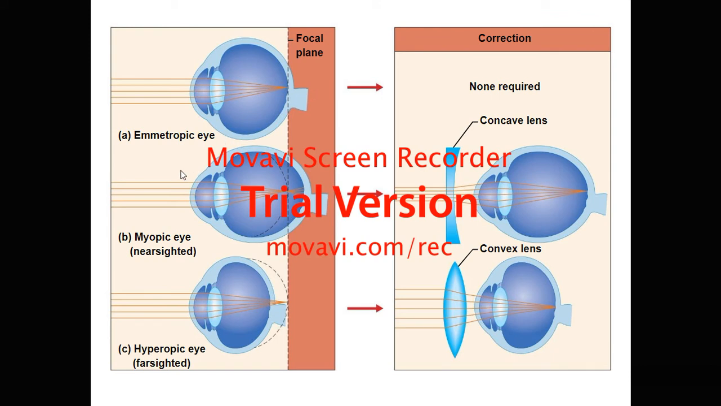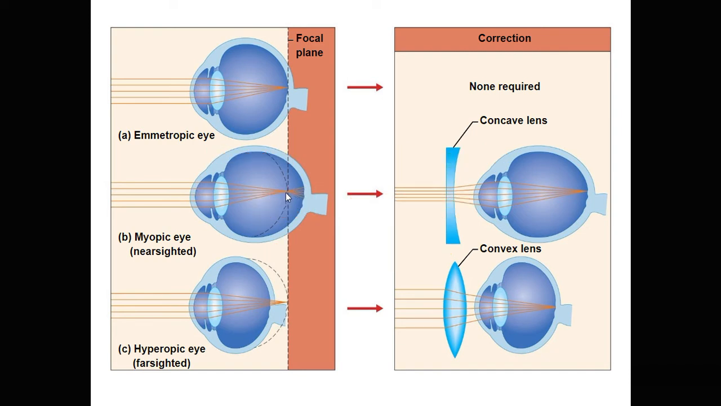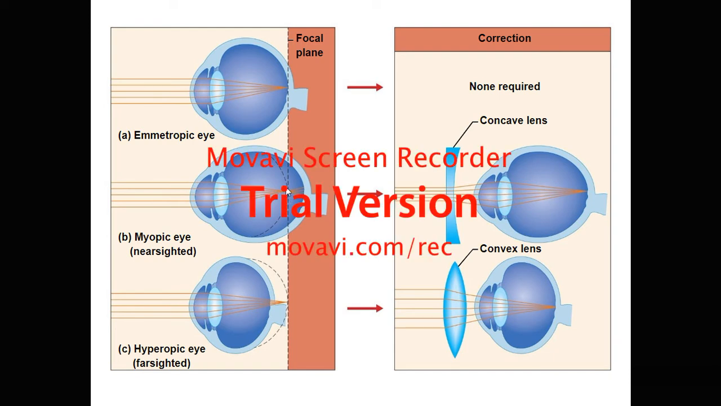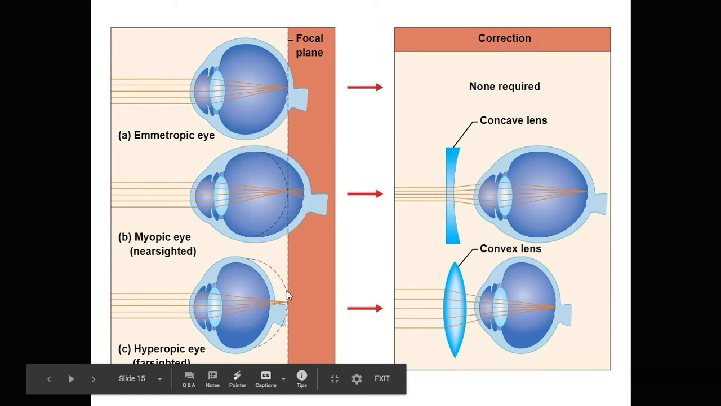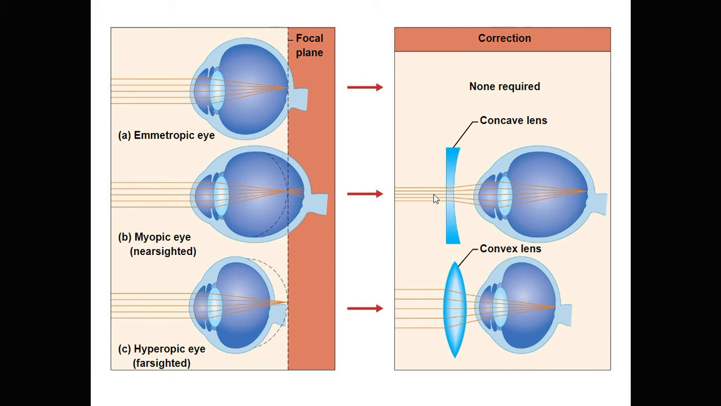All right, so myopic eye, when you're nearsighted, you see how the image, the focal plane is in front of the retina. Okay, I'm sorry, it doesn't reach the retina. And then you see with the hyperopic eye that the focal plane is behind the retina. Okay, all right. And you see right here the lenses that correct these types of visions.